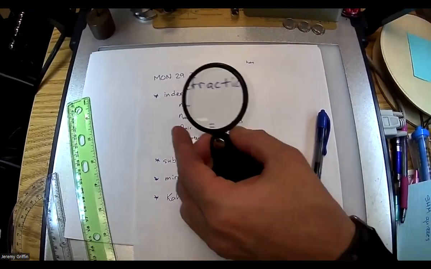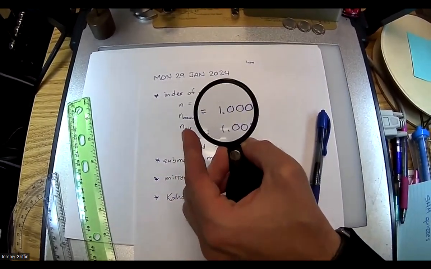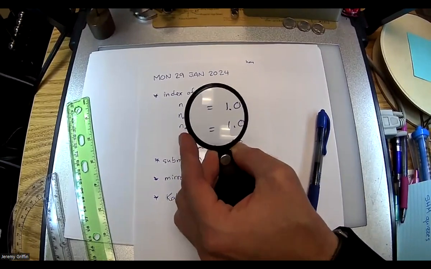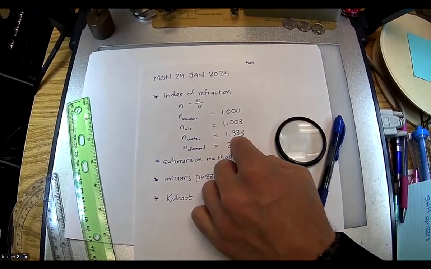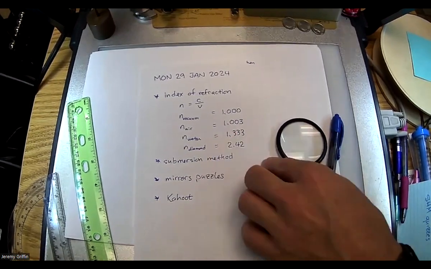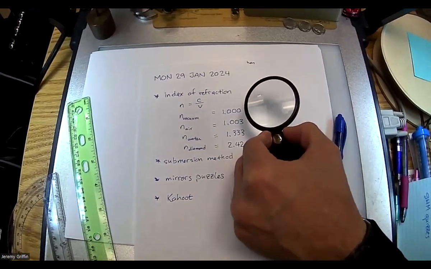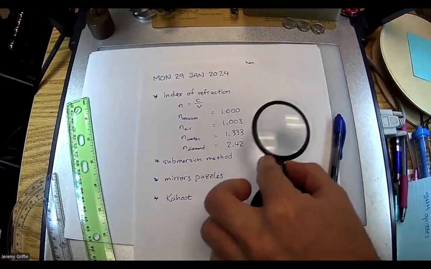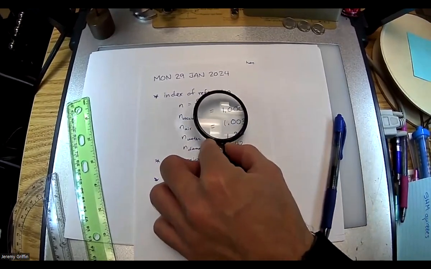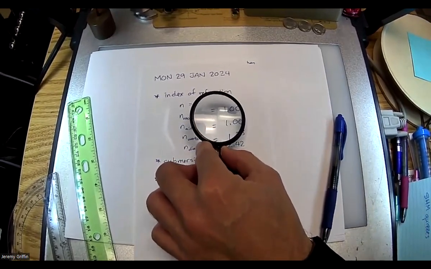Now, let me throw you guys a question that's going to come back later today, maybe in Kahoot. Suppose the index of refraction of water is 1.33. What if I have some kind of special glass that also has an index of refraction of 1.33, and I put this underneath the water? Is it going to magnify at all?